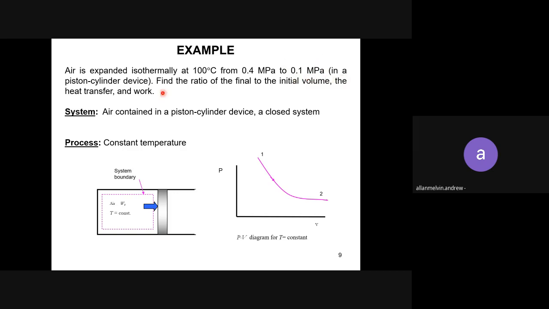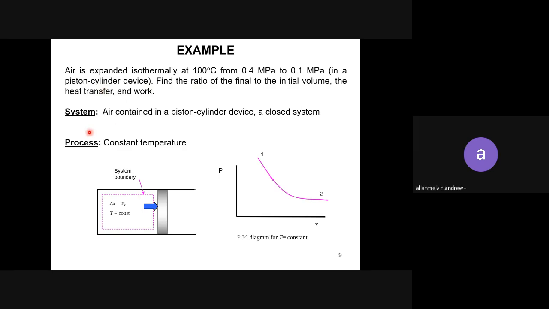Okay, so in a piston cylinder. So it's a piston cylinder. So find the ratio of final to initial volume. So dari soalan ni ratio maksudnya the final to initial volume. So V2 over V1. So that is a ratio. Okay, so they ask to find the V2 V1, then they ask to find Q and also work W. Okay, so this is the question.